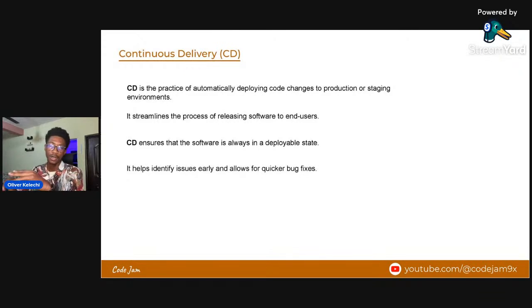All right, so CD is a practice of automatically deploying code changes to production or staging environments. It also streamlines the process of releasing software to end users, as I mentioned before. Also, CD ensures that the software is always in a deployable state. It also helps to identify issues early and allows for bug fixes.